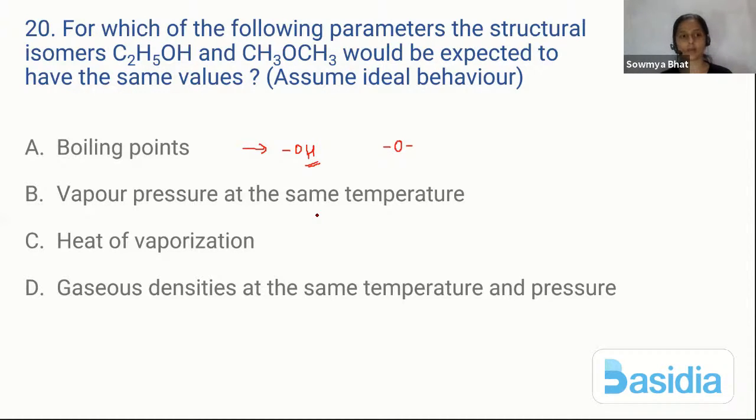This is very clear from the chapter solutions. So they can't have the vapor pressure at the same temperature, which is same. So this is not also true. And the heat of vaporization. So if you have to vaporize these liquids, what you're going to do? You're going to supply the heat. Since they have different vapor pressures, different boiling points, you need to supply different amount of heat. So even the heat of vaporization will not be the same.